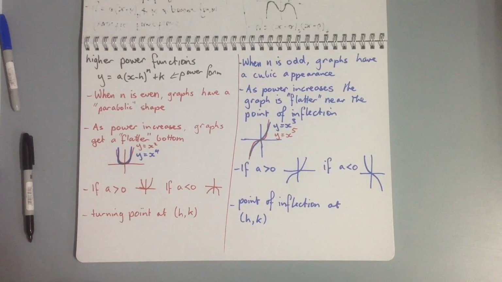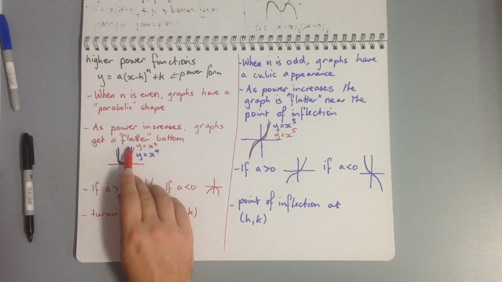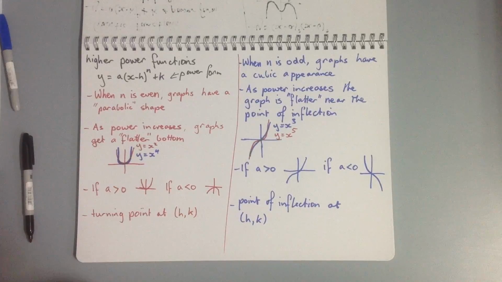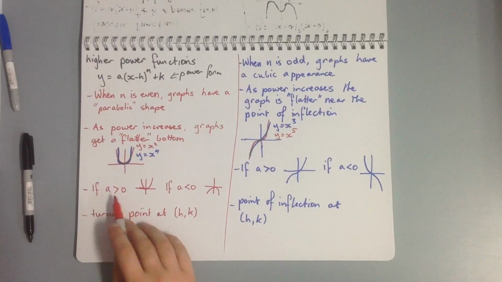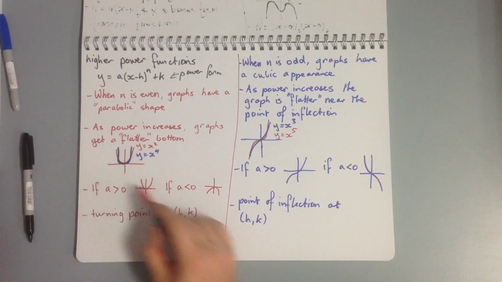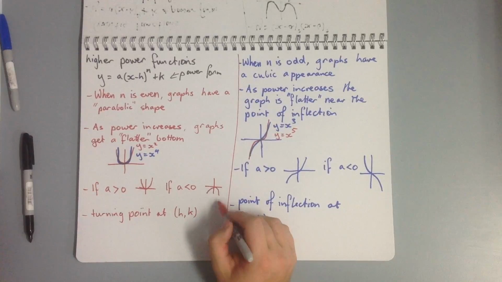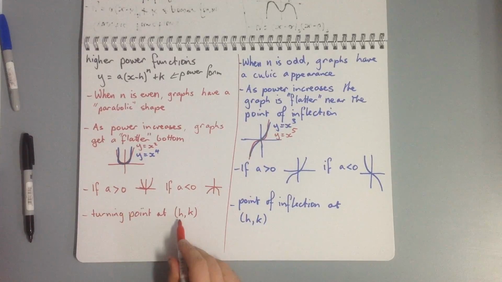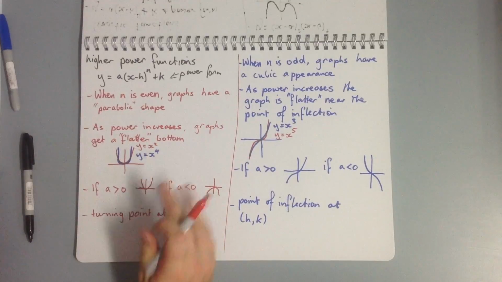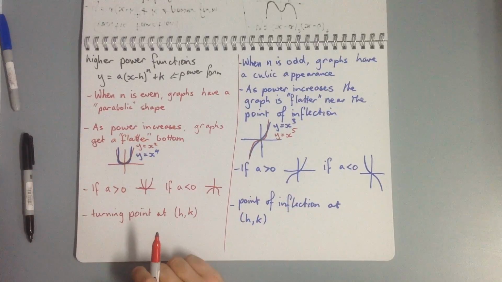Okay, and the same thing would happen if we went x to the power 6, it would be inside again, but we'd be even flatter down the bottom. Okay, if a is bigger than 0 or positive, again we get that cup shape, or if we're negative it's going to be up the other way. And we have our turning point at (h, k). And again, a is a dilation factor, so it stretches and compresses our graph.